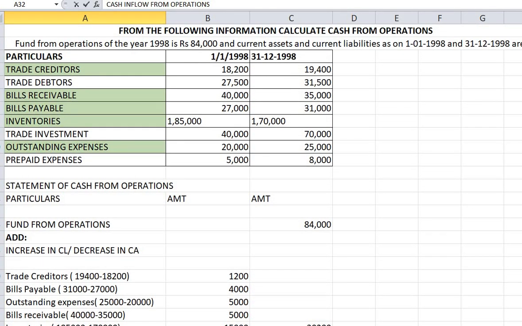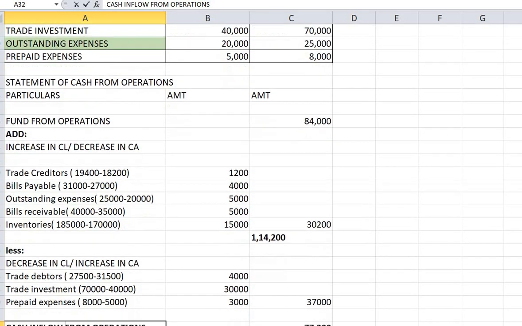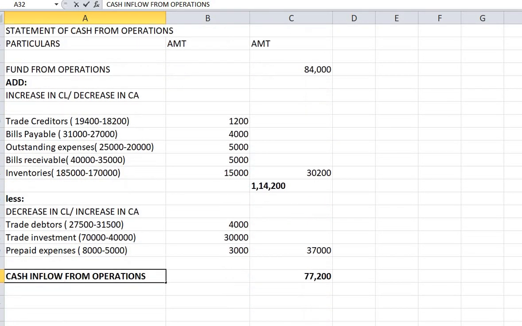Okay, so for today we will discuss only this format, and in the next video we will discuss how to prepare a cash flow statement.